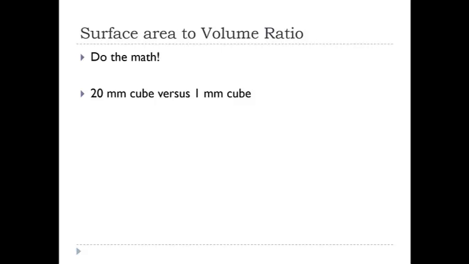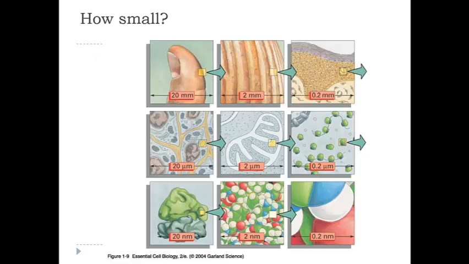The amount of nutrients that can get into a cell at any one time and the amount of waste that can get out, or heat that can get released from the cells, is much more readily facilitated in a cell with a large surface area to volume ratio. So smaller cells are advantageous in this way.